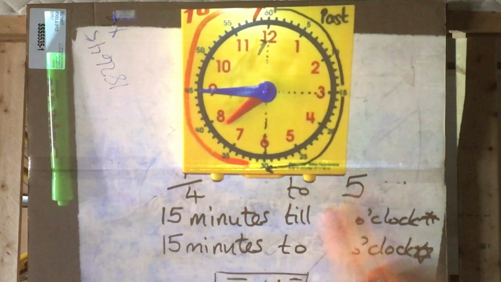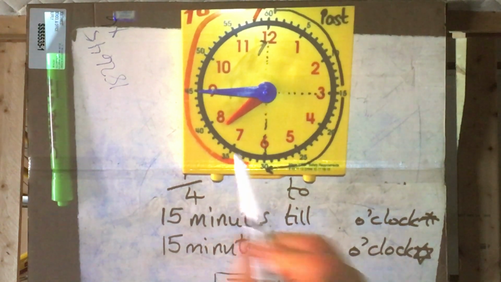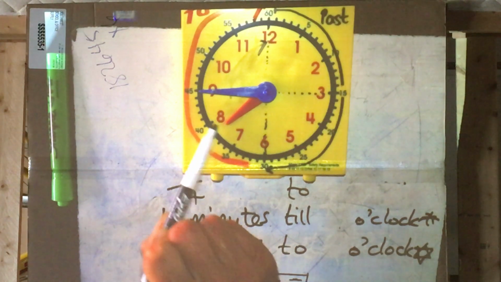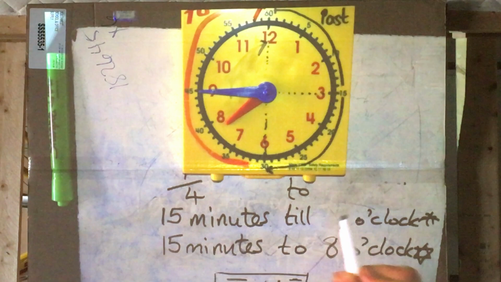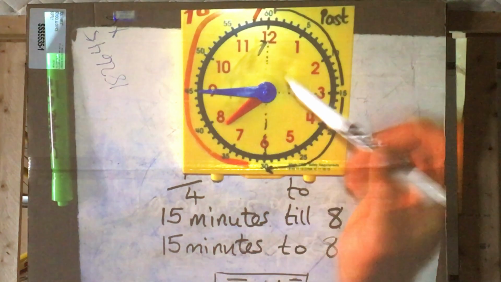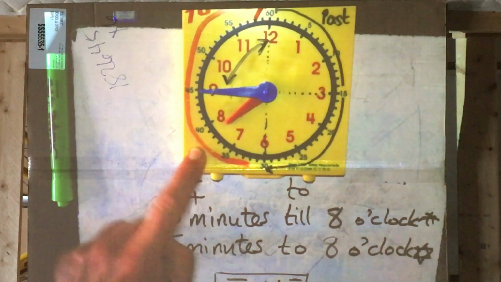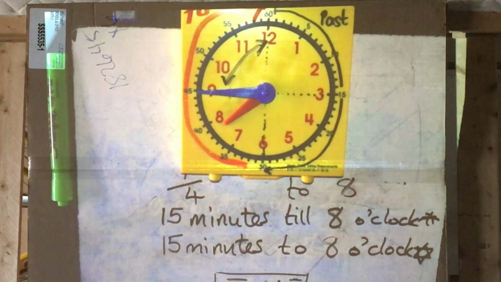Okay, it's not 15 minutes to 5 anymore. It would be 15 minutes to, oh, here we go, 15 minutes until this time, which would be 8. Or 15 minutes till 8, or this is a quarter to 8. Okay, a quarter to 8. Okay, hopefully you're getting that right.